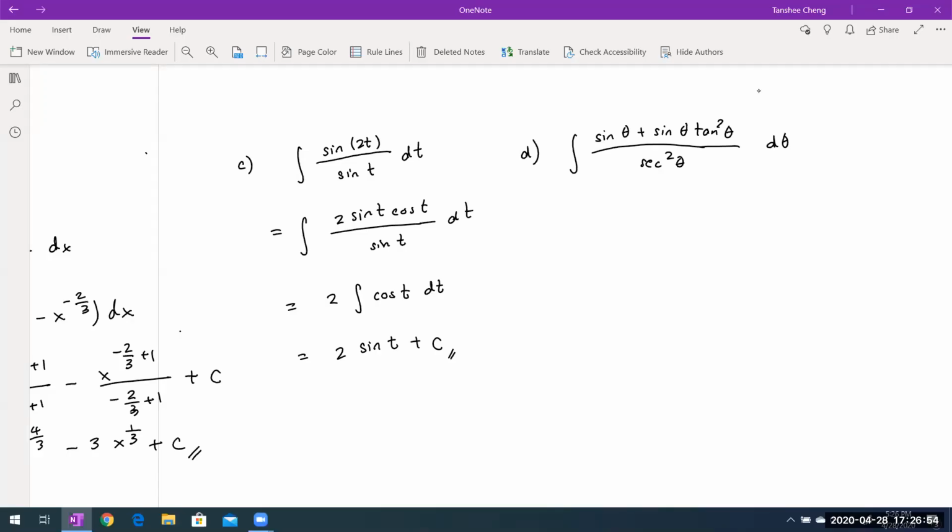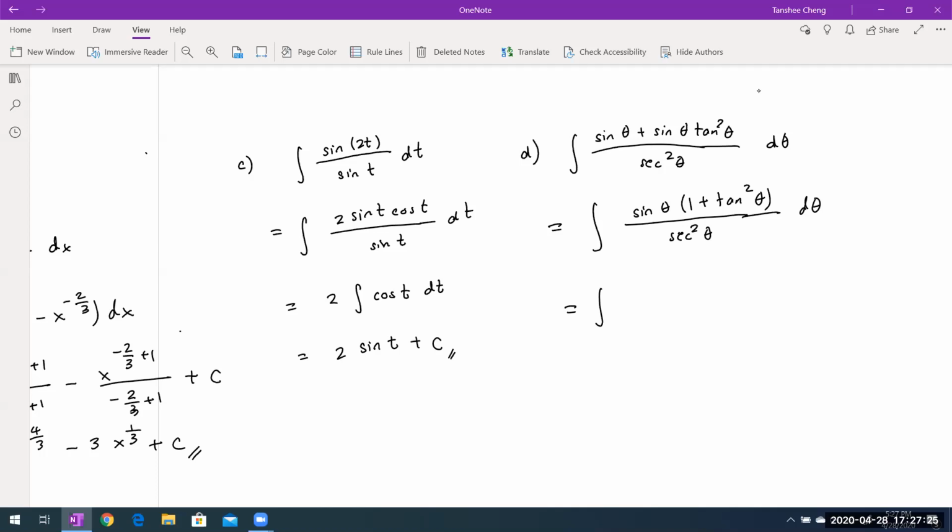How do we integrate this function? Same situation again: we want to simplify it to a situation where we know how to continue. The first thing that I see is that I can factor the numerator out. That will be sine theta times 1 plus tangent squared theta, which is secant squared theta, d theta.